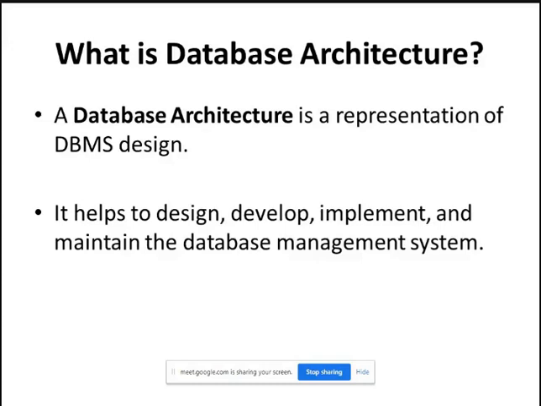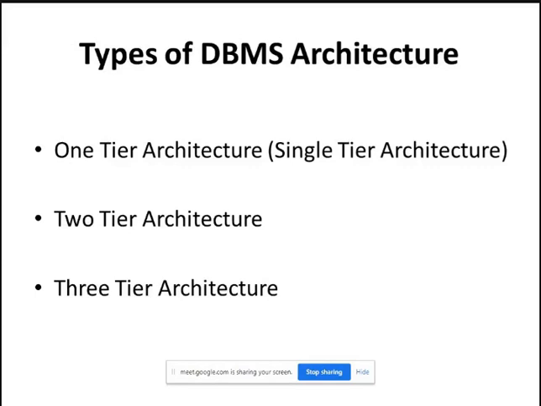A database stores critical information and helps access data quickly and securely. Therefore, selecting the correct architecture of DBMS helps in easy and efficient data management. Moving to the next part, the types of DBMS architecture.